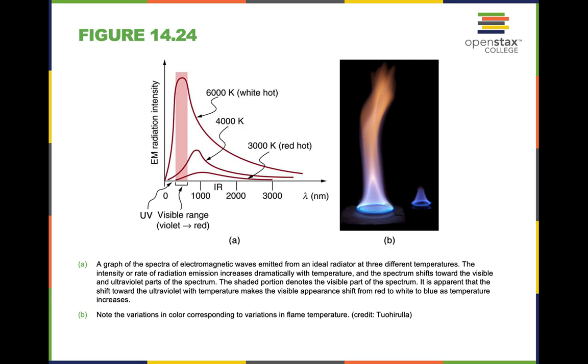It is apparent that a shift towards the ultraviolet with temperature makes the visible appearance shift from red to white to blue as the temperature increases. So a visible figure would be here. Note that the variations in color correspond to the variations in flame temperature. So the hotter part is down here, closer to the point of contact, and the cooler part of this flame is up here when it's red and a little bit orange.